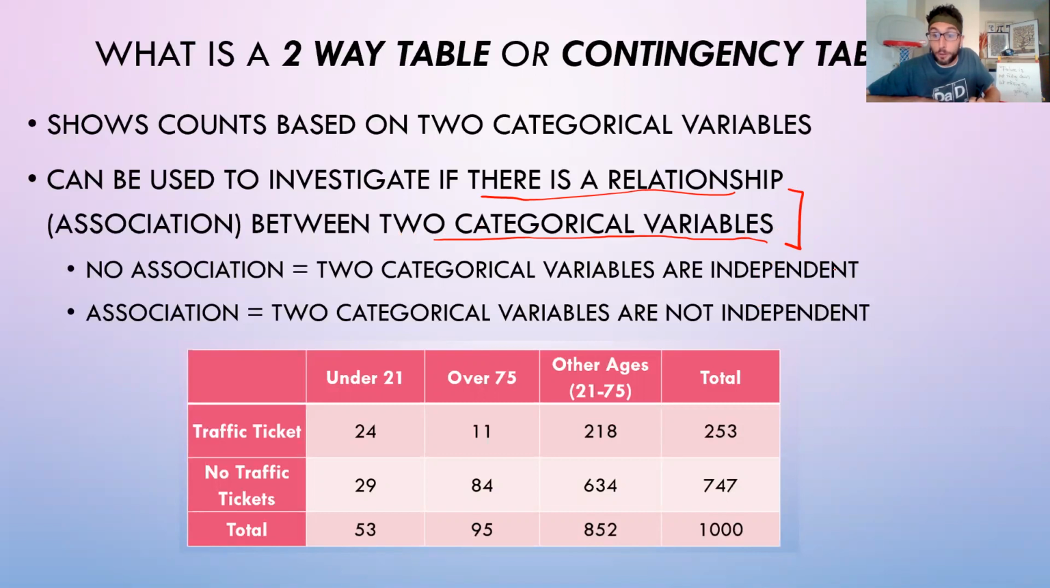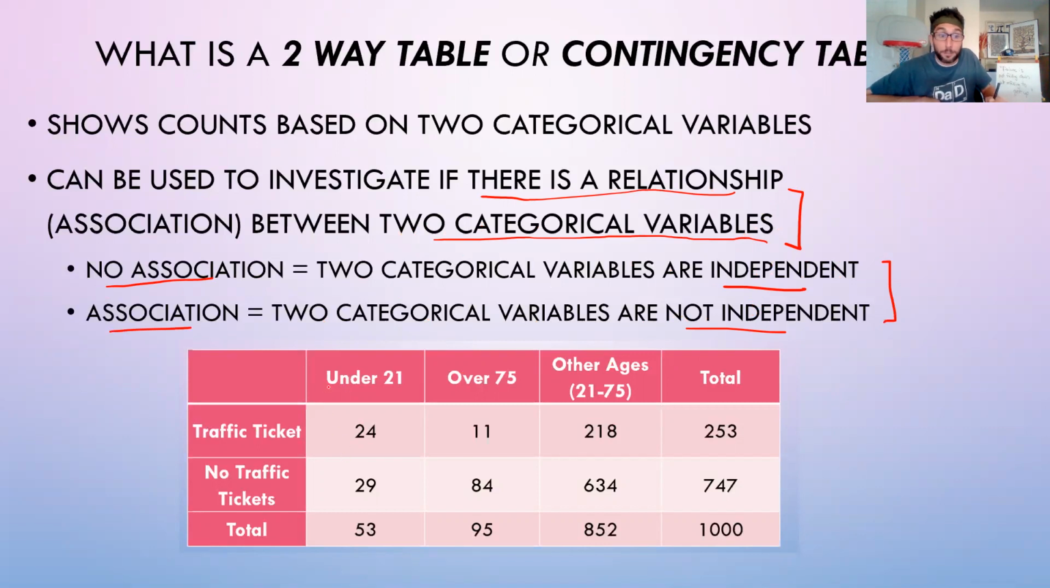And just some vocab here, right? Another way I could ask is, is getting a ticket independent from age group? So independent means no association, no relationship. Not independent means there is an association or there is a relationship.